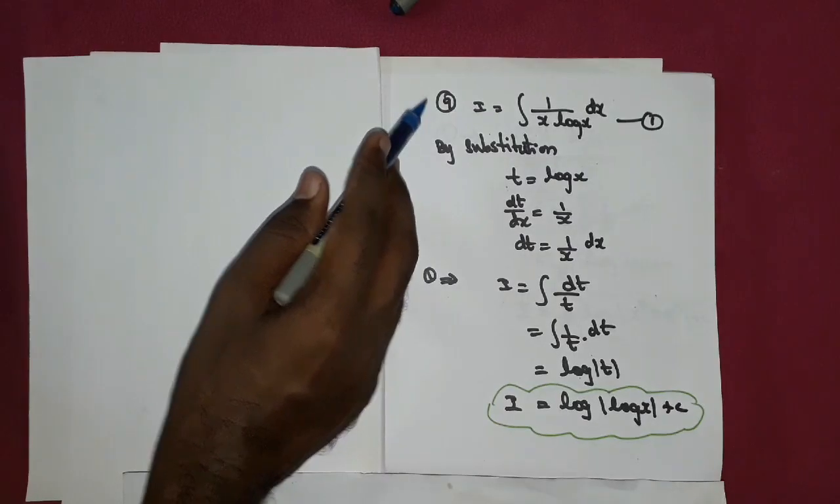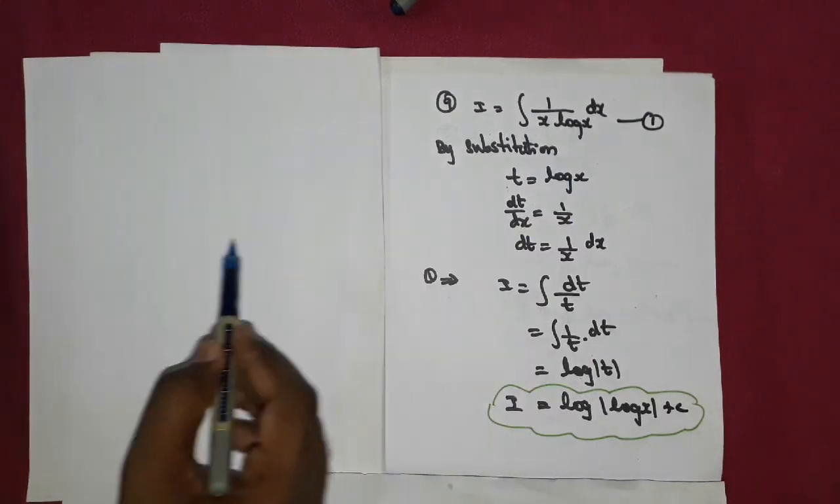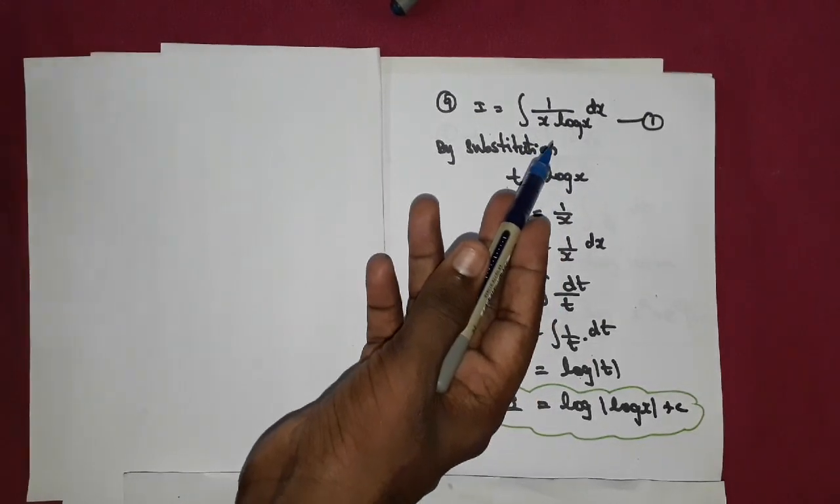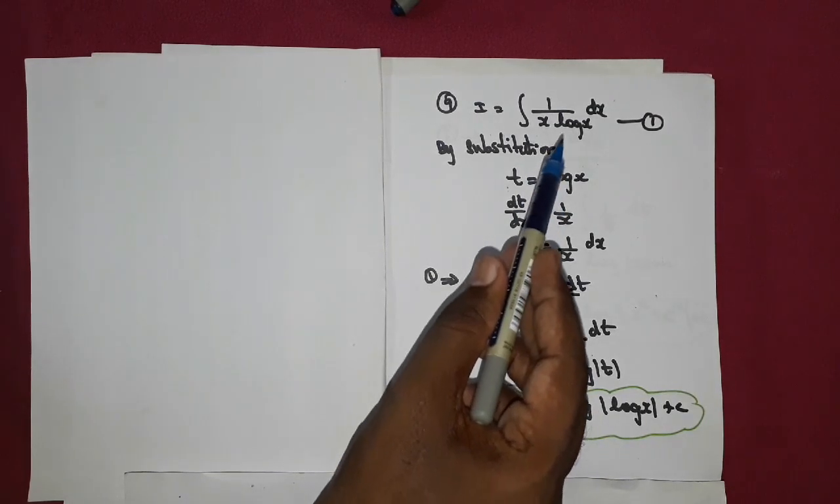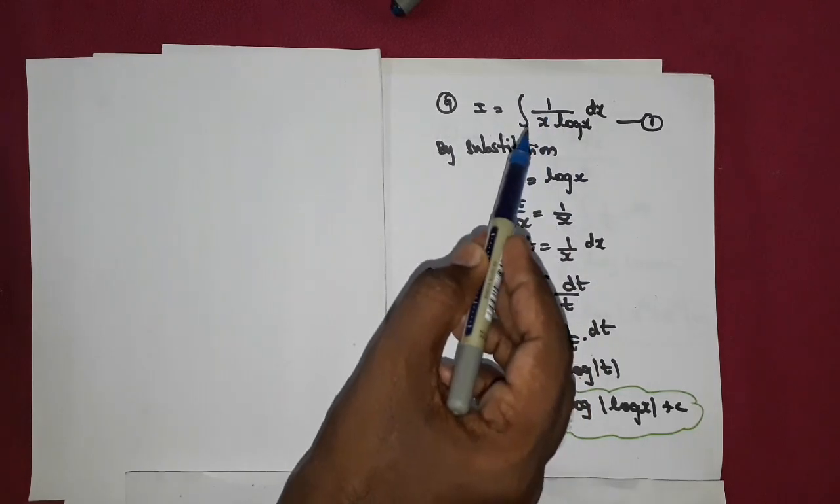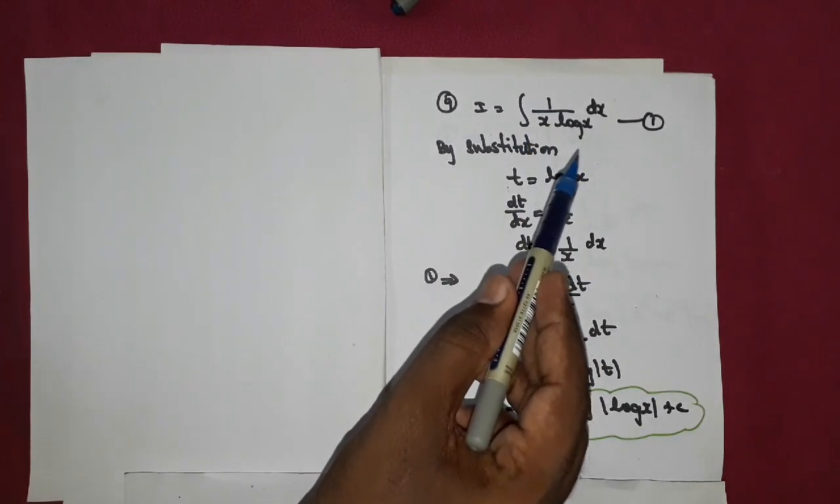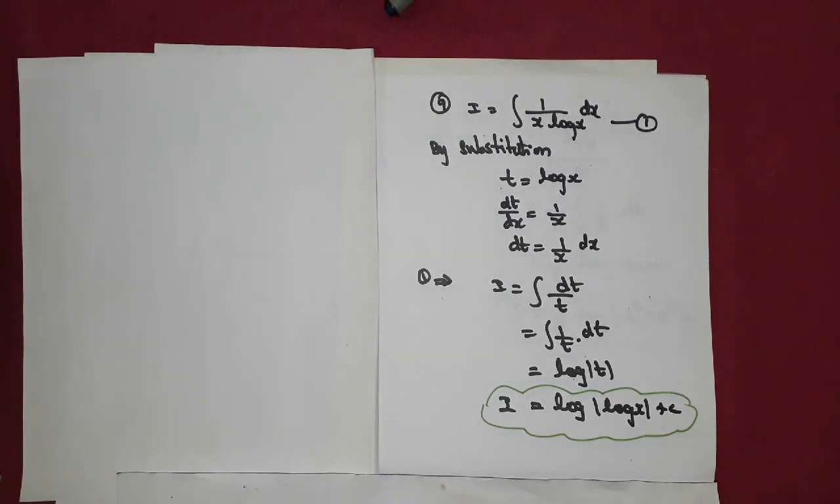So now sum number 9 we are going to see. I equal to integral 1 by x into log x dx. So in this integral we do not have any composite function, but we have the denominator, and in the denominator when you differentiate log x, what do you get? 1 by x. So we have a function and its derivative 1 by x in the same integral, so we can apply the substitution method.